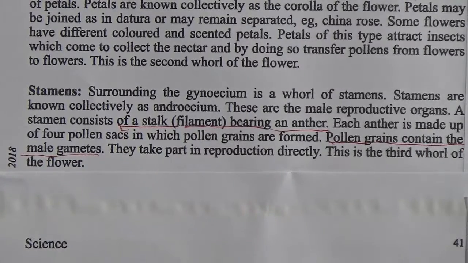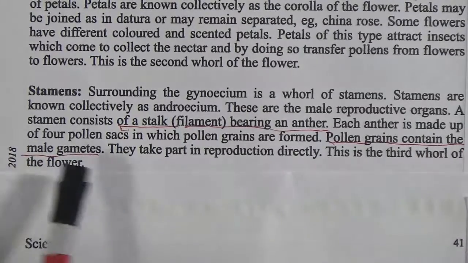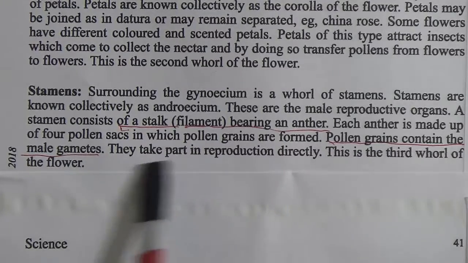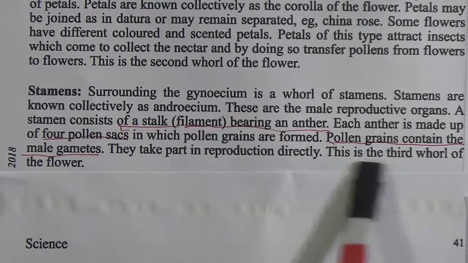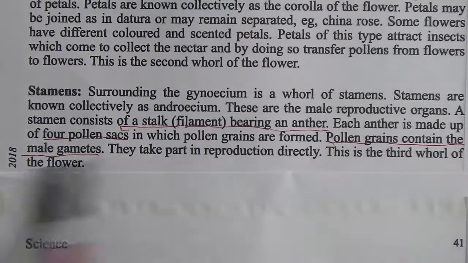Again I am saying each anther is made up of 4 pollen sacs. This is also important for your MCQ, and they take part in reproduction directly. This is the third whorl of the flower.